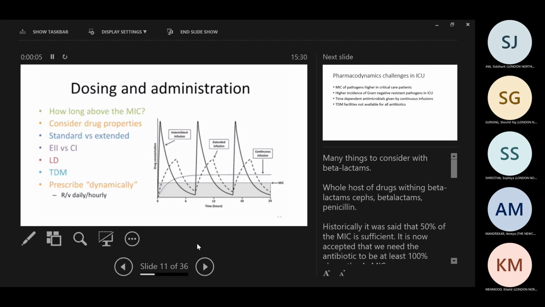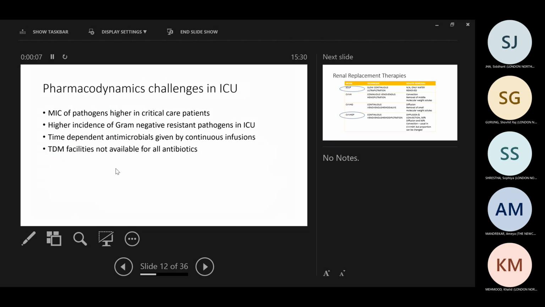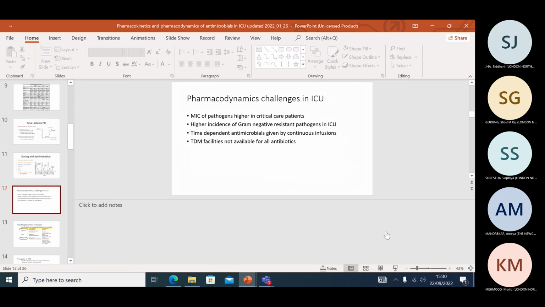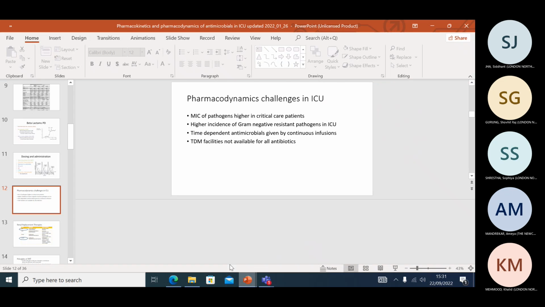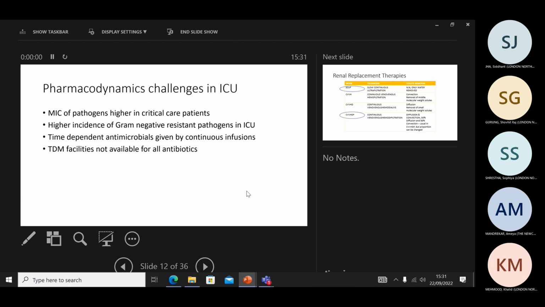Next slide. Thank you. So the challenges that we have is the minimum inhibitory concentration of pathogens in critically ill patients is much higher than the rest of the population, mainly because of the kind of antibiotics they've had beforehand and the kind of bugs they've been exposed to. We also have a higher incidence of gram-negative resistant pathogens in ITU.